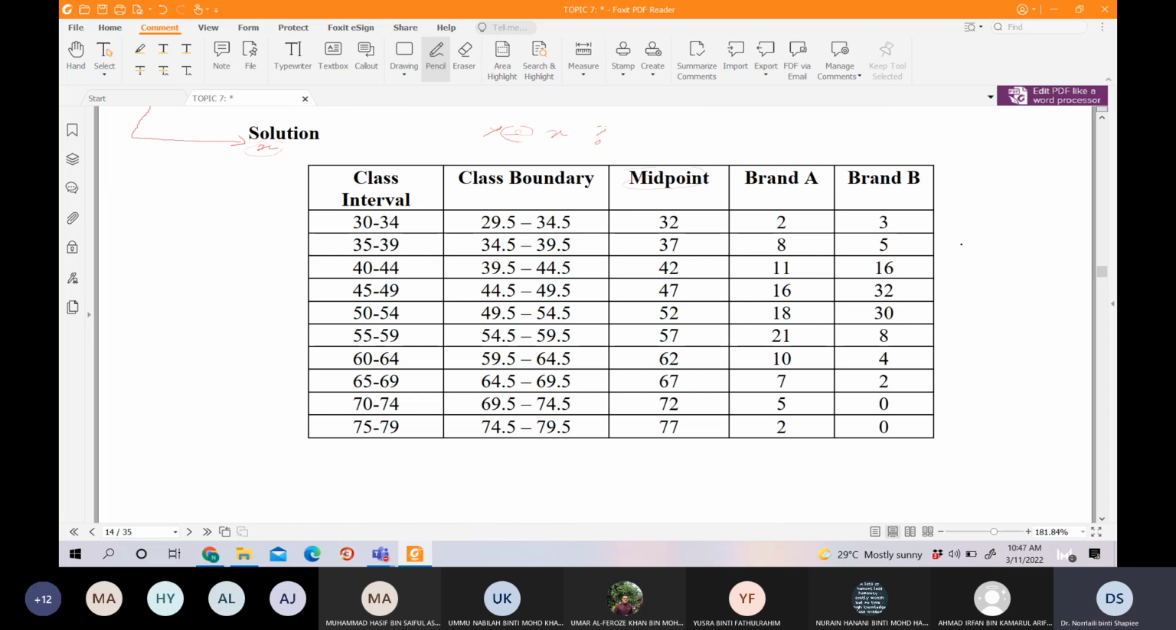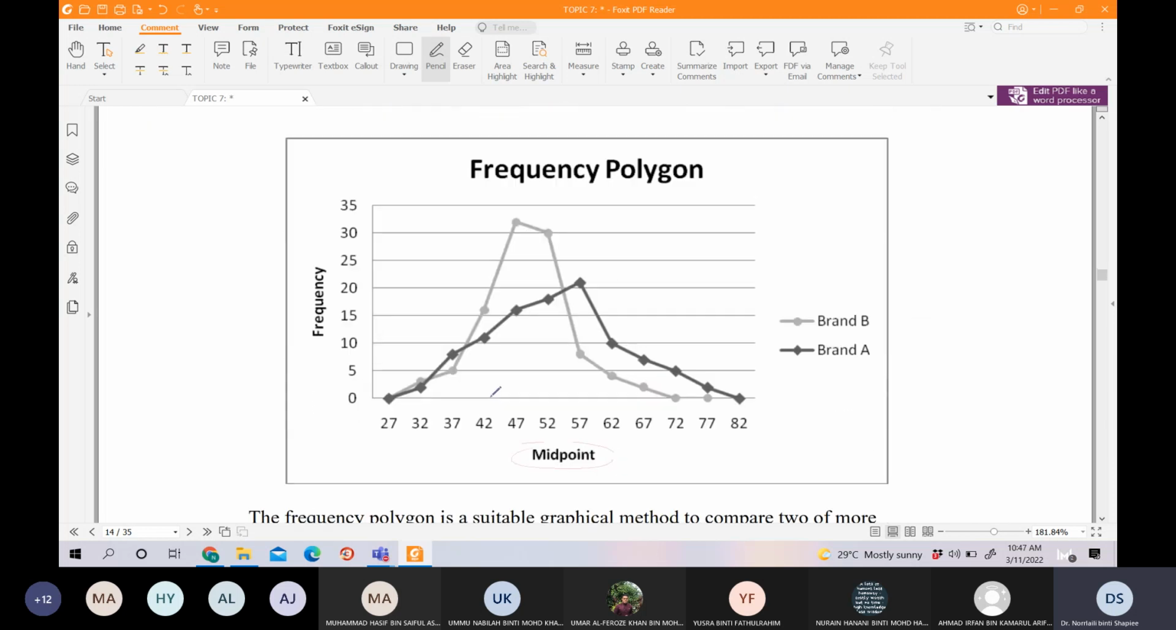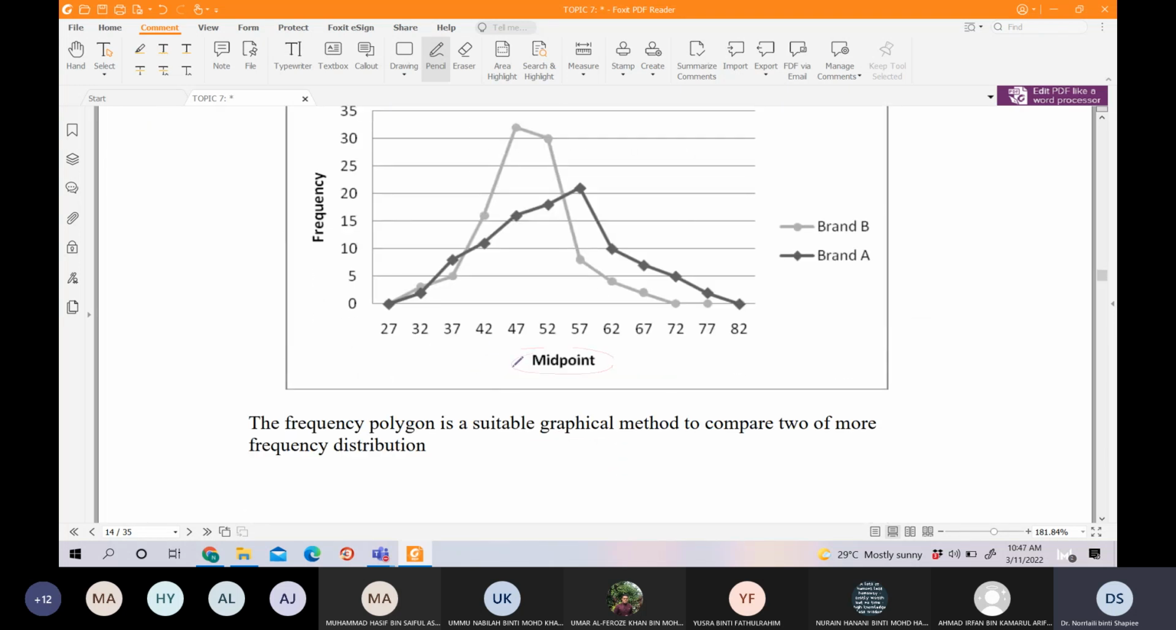For the midpoint, you have to take 29.5 plus 34.5 divided by 2. Then you will get the midpoint. So this is our x-axis. Is the midpoint related to the class boundary? Yes, there is a relation between the midpoint and the class boundary because we found the midpoint from the class boundary. So for the frequency polygon, it directly uses the midpoint. But we already know that for the frequency polygon, we find the histogram first, right? So this is our class boundary here, right?